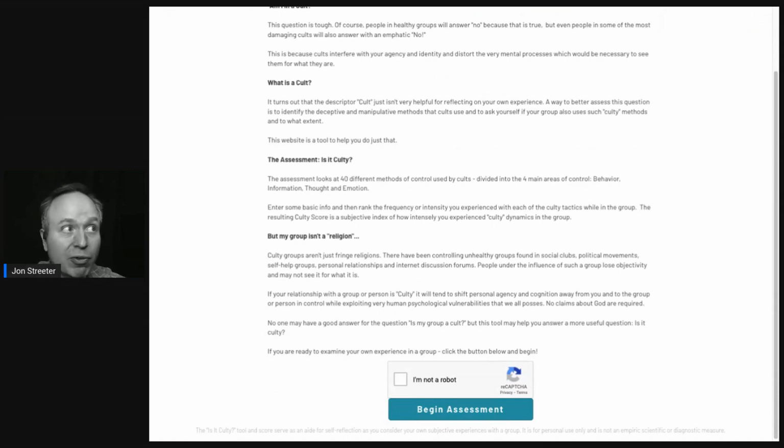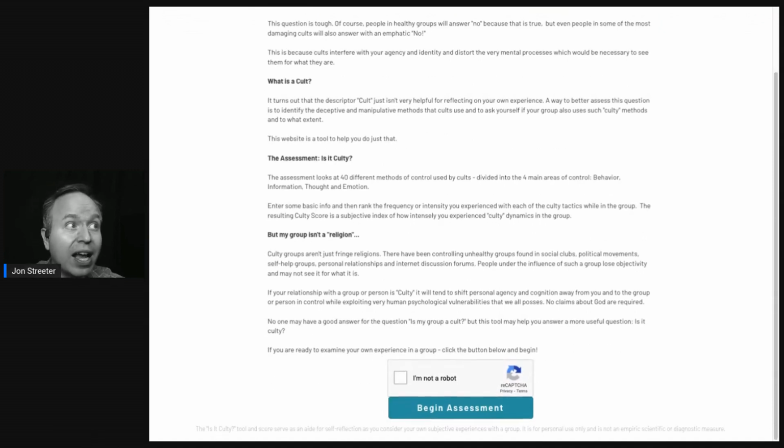This assessment looks at 40 different methods of control used by cults, divided into the 4 main areas of control: behavior, information, thought, and emotion. You will enter some basic information, rank the frequency or intensity you experience with each of the culty tactics while in the group, and the resulting culty score is a subjective index of how intensely you experience culty dynamics in the group. But my group isn't a religion.